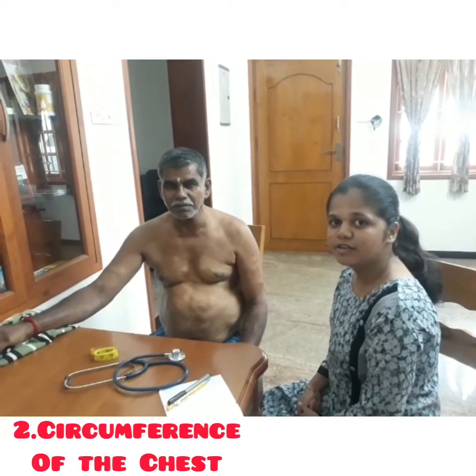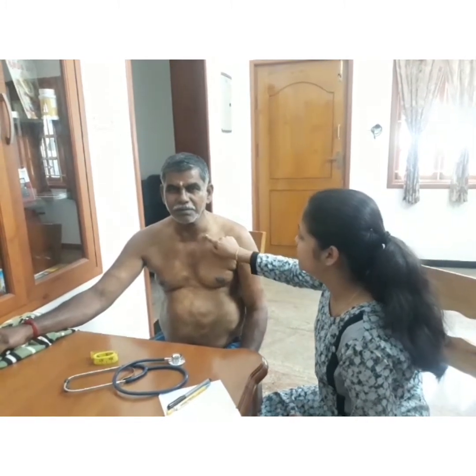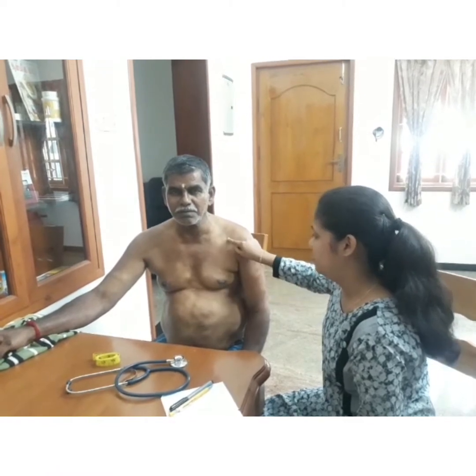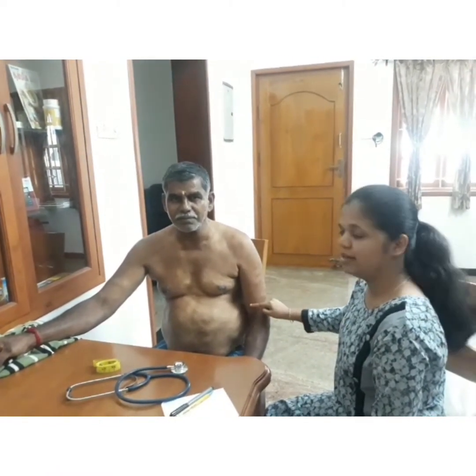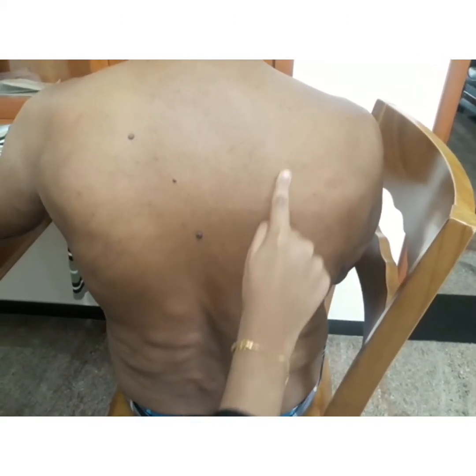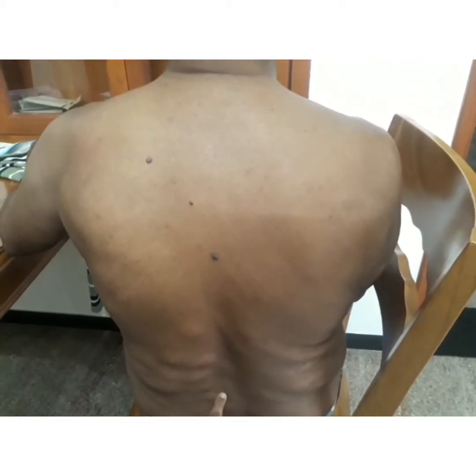Second, the circumference of the chest. It is determined by assessing using some lines. This is the clavicle, middle clavicular line, anterior axillary line, here the mid axillary line, posterior axillary line, scapular line, and this is the vertebral line.